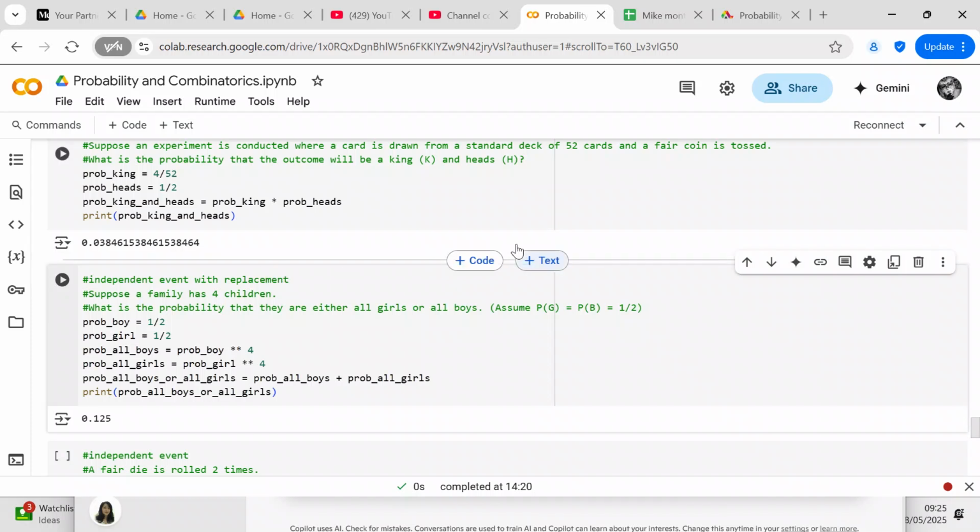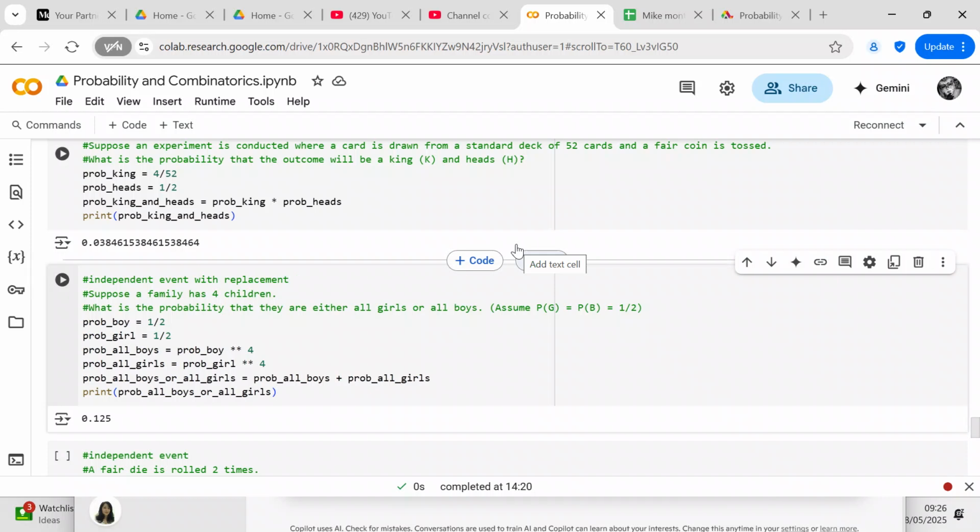The next question we have is, suppose a family has 4 children. What is the probability that they're either all girls or all boys? The probability of boy is 1/2 because you have either a boy or a girl, and the probability of girl is 1/2. There are 4 children in the family.